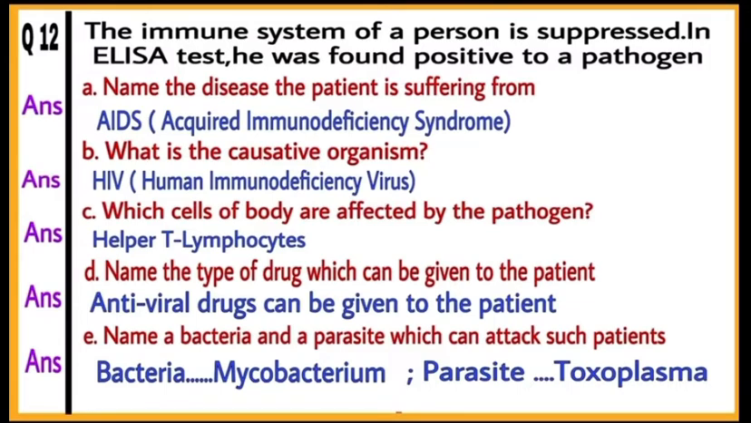D. Name the type of drug which can be given to the patient. Antiviral drugs can be given to the patient. ये ड्रग्स सिर्फ पेशेंट की लाइफ को प्रोलॉन्ग कर सकती है, but cannot prevent the death. E part. Name a bacteria and a parasite which can attack such patients. Bacteria, especially Mycobacterium, and parasite like Toxoplasma can attack these patients very easily.